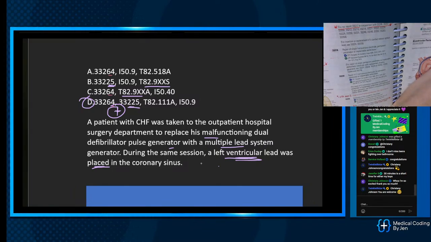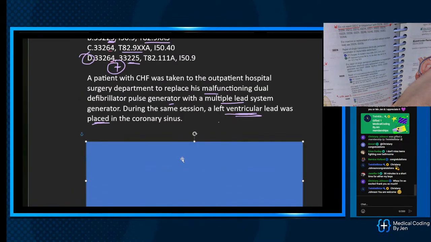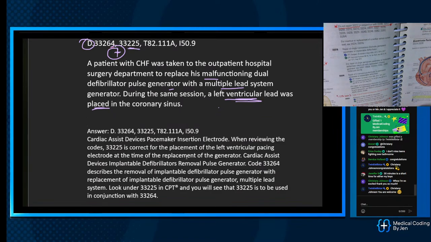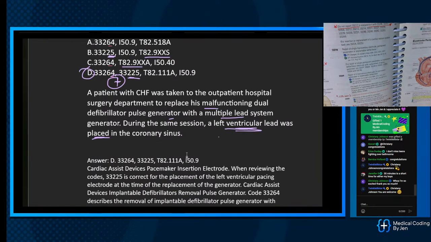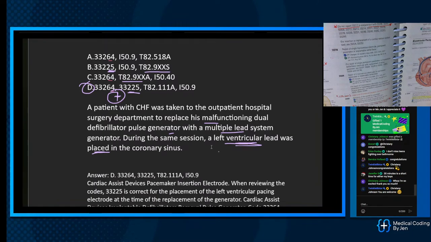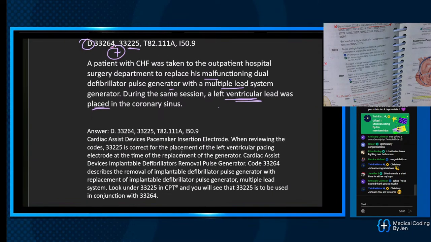Great. All right. Do y'all think this is two? Yeah. We are dealing with two procedures. That's cool. A lot of times the questions are trying to trick you into thinking you have to do two codes, but it's not. But this one actually did take two codes.